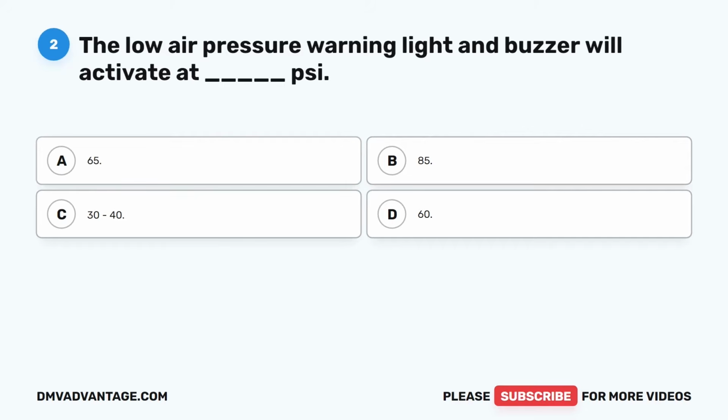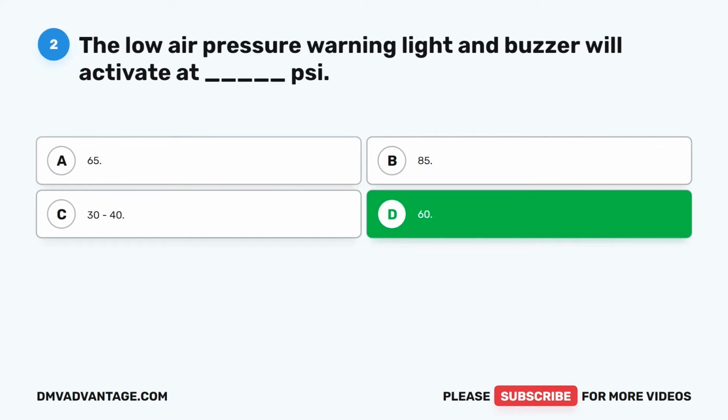Question 2. The low air pressure warning light and buzzer will activate at blank PSI. A. 65. B. 85. C. 30 to 40. D. 60. The correct answer is D.